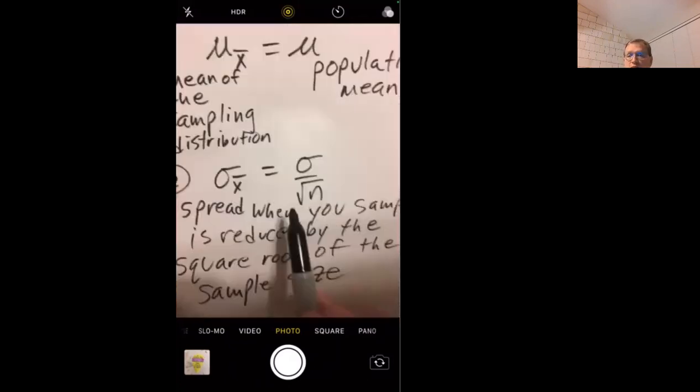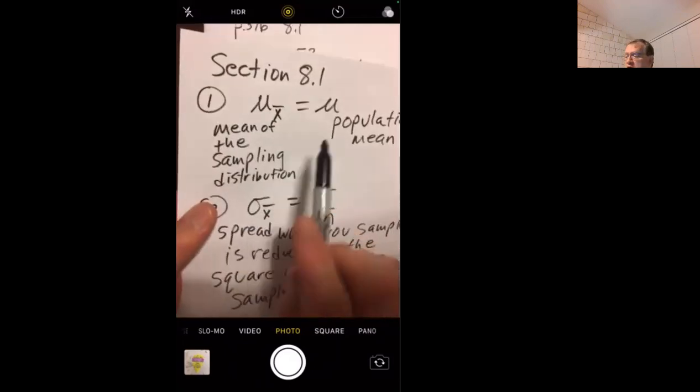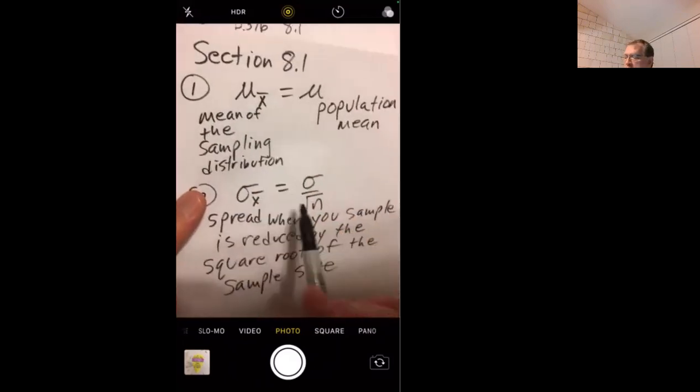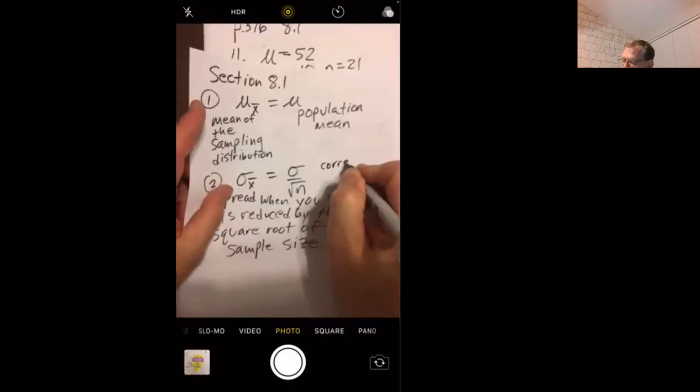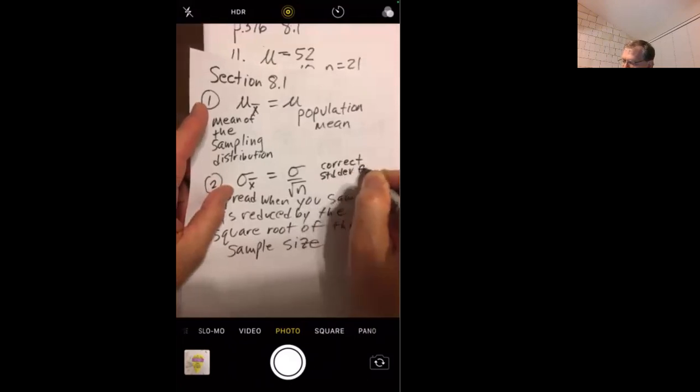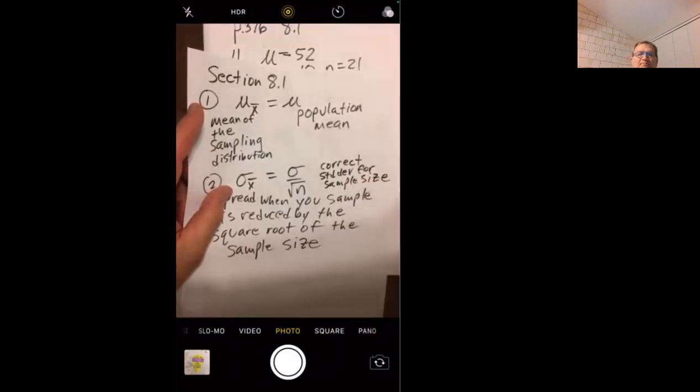Number 2, by the way, is much more important than number 1. We're only going to use number 1 in this section. We will use number 2. This will correct standard deviation or sample size. We'll show you where that comes up later in the section.